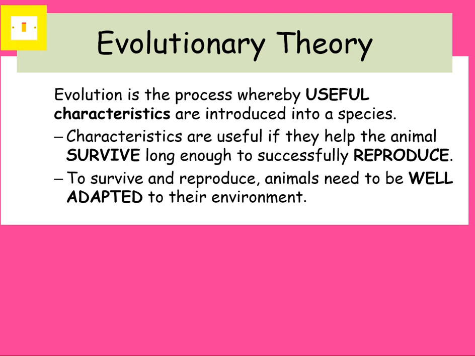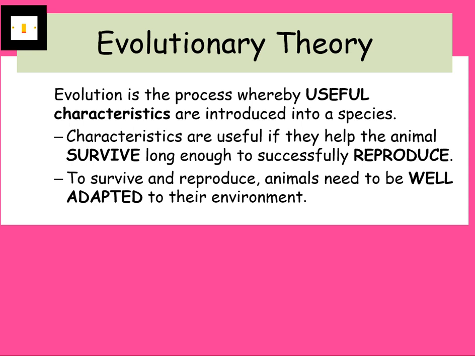So evolution is the process whereby useful characteristics are introduced into a species. So if you think about everything that you have on your body, it should have a use, or we don't need it. So something that we don't need, like a tail, would have been evolved out years ago. There are some people who still have remnants of a tail, but essentially that has been naturally selected out. So characteristics are useful if they help survival.